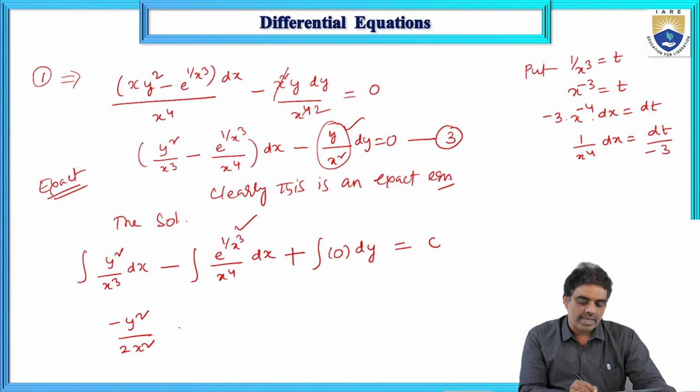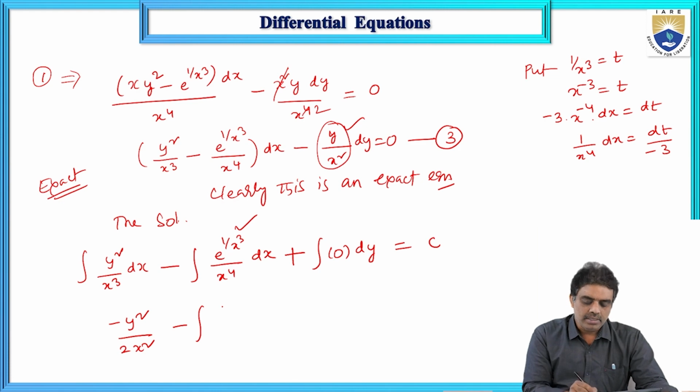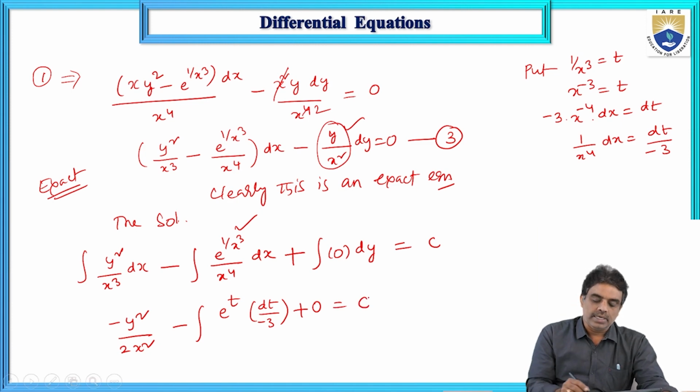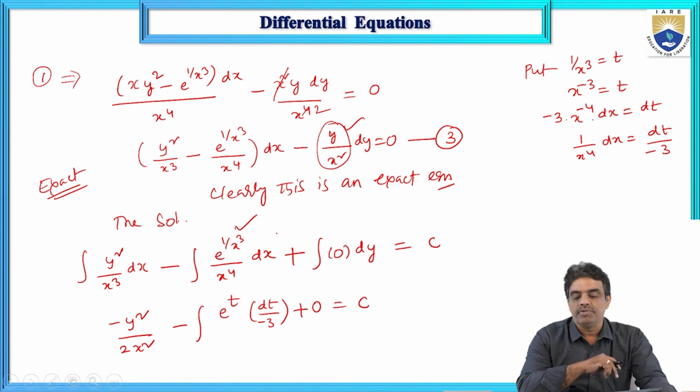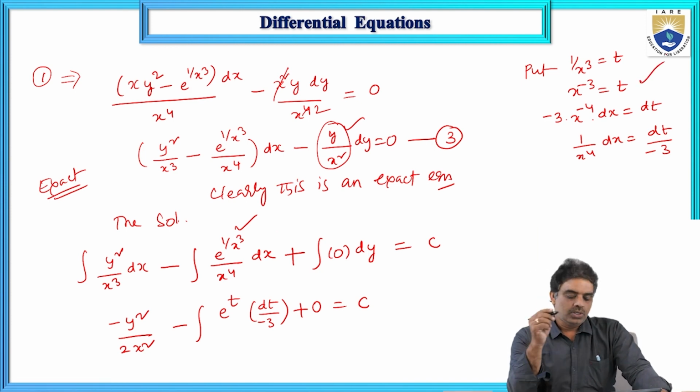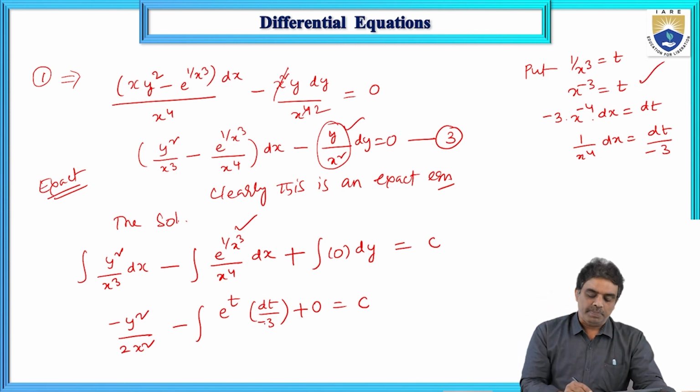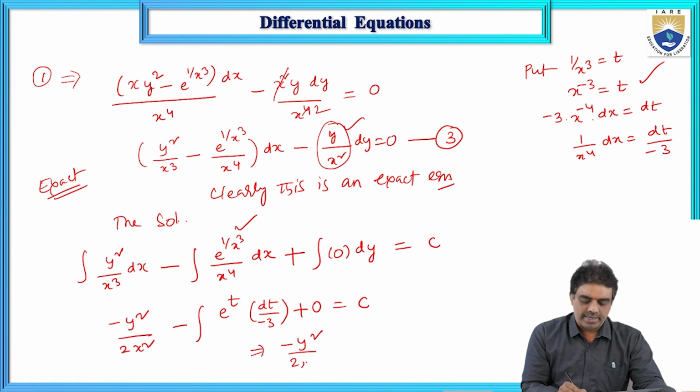So how can you write this value? Minus integral, this is e power t, 1 by x power 4 dx. What can I write? dt by minus 3 plus 0 is equal to c. So clearly, to evaluate this integral, I have used the substitution method. So this is reduced to e power t dt, a simple solution. So minus y square by 2x square, already it has reached the function, plus 1 by 3 of e power t.